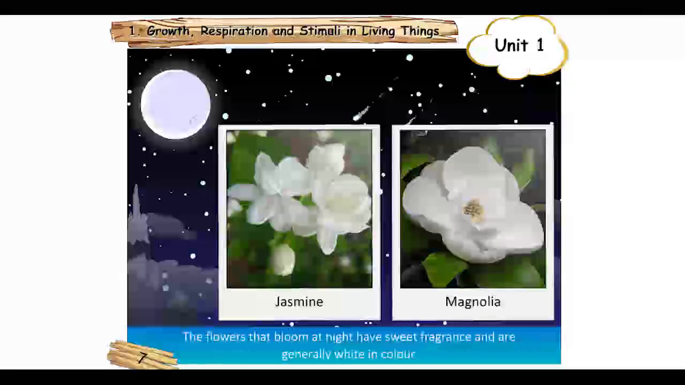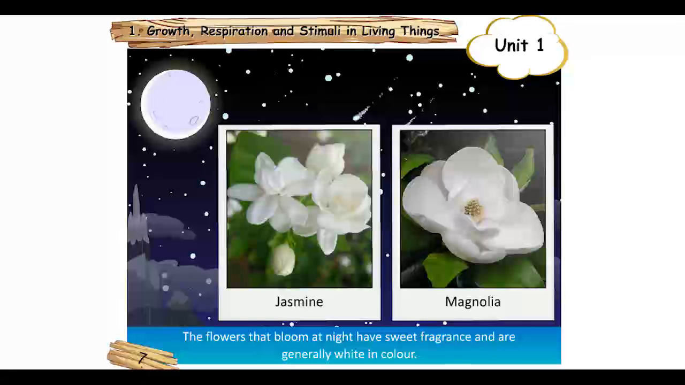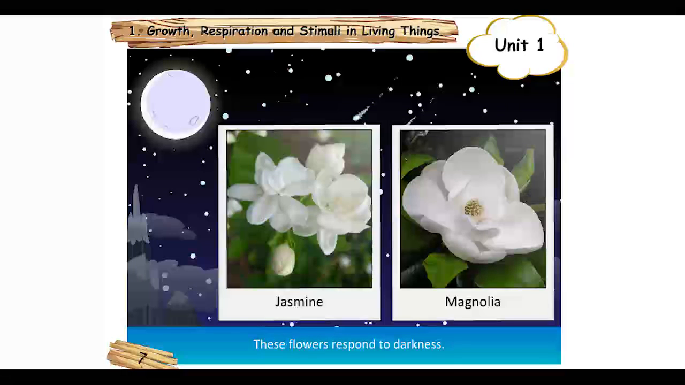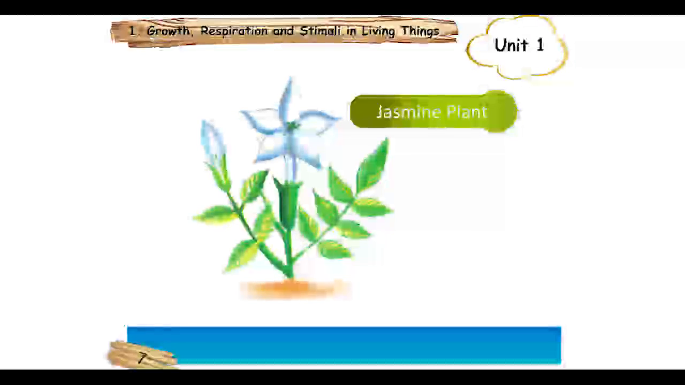Some flowering plants such as jasmine, magnolia, etc. bloom at night. The flowers that bloom at night have sweet fragrance and are generally white in color. These flowers respond to darkness. Here the stimulus is darkness. Jasmine plant.